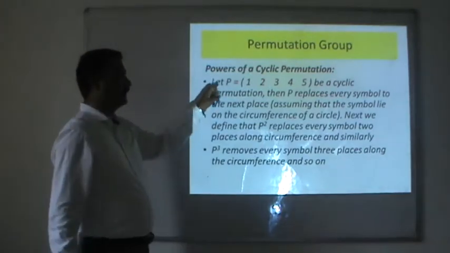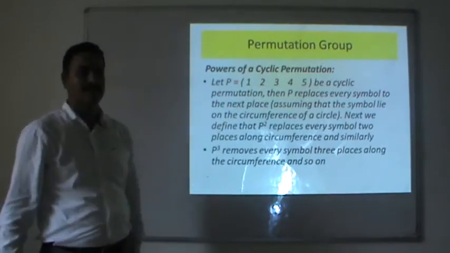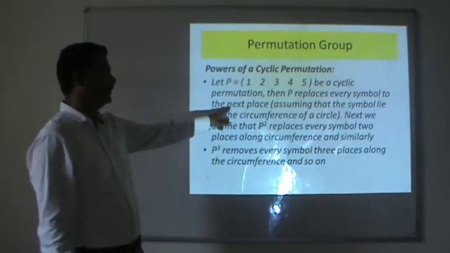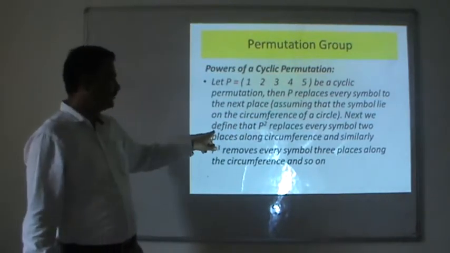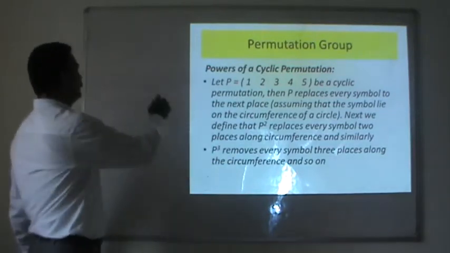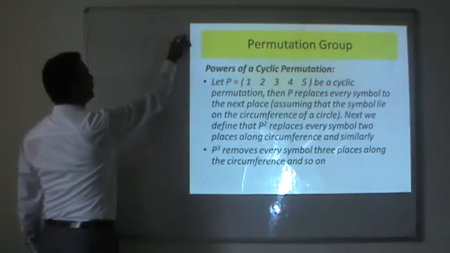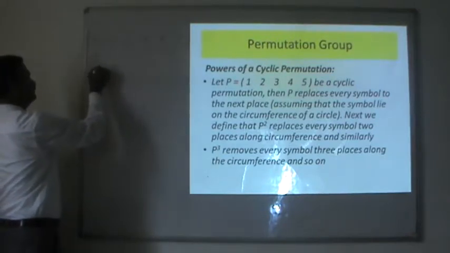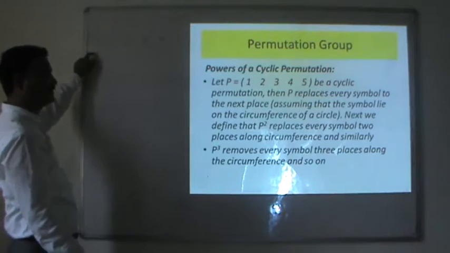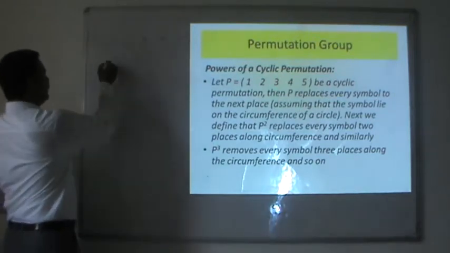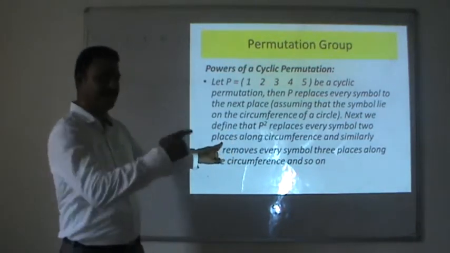Okay, powers of cyclic permutations. Let P be any permutation (1 2 3 4 5). We have a cyclic permutation. Then P replaces every symbol by the next place, assuming that the symbols lie on the circumference of a circle. Next, we define P square. See, if your P is (1 2 3 4 5), then what will be P square? If we multiply a cycle P twice, meaning P to the power 2, that gives us P into P. P square replaces every symbol two places along the circumference.